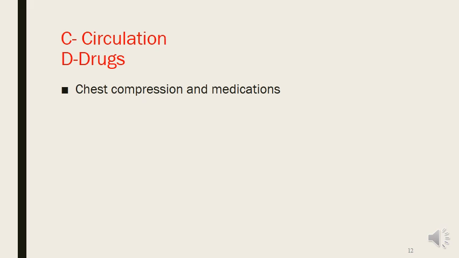And C for circulation and D for drugs. Circulation can be maintained by chest compressions and medications. We give medications if the baby needs them. Okay, so TABCDs of resuscitation: T for temperature or thermoregulation, A for airway, B for breathing, C for circulation, D for drugs.